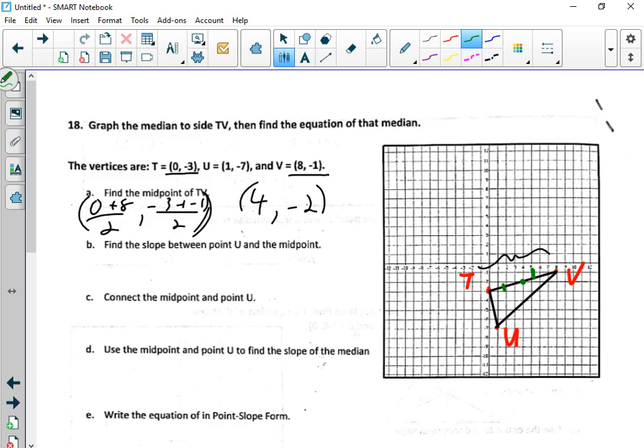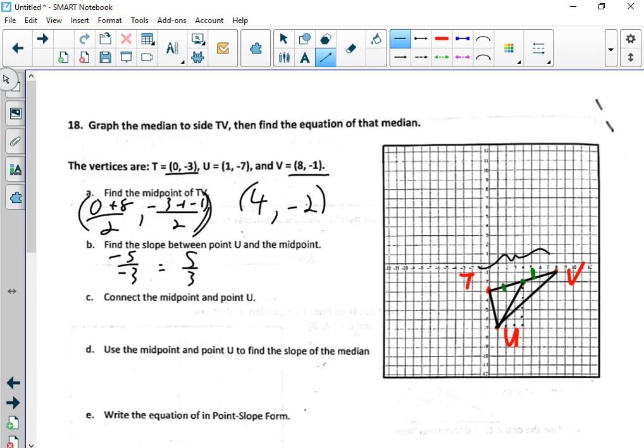Now, find the slope between U and the midpoint. So again, I'm just going to count from the midpoint down 1, 2, 3, 4, 5, and left 1, 2, 3. So that's down 5, down left 3, or positive 5/3. Same thing. Down and left, up and right. Now I could have found that by actually doing the y minus y over x minus x, but since it's on a graph, it's just faster and easier to count. Now connect the midpoint and U. Done.